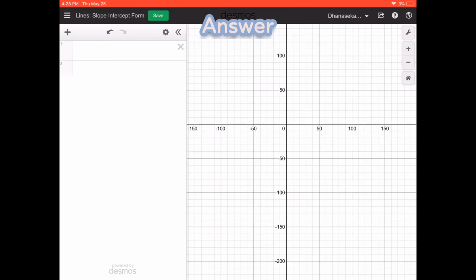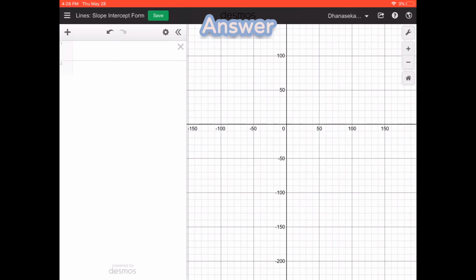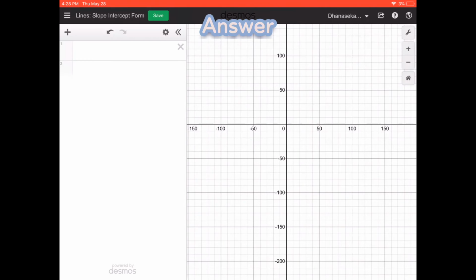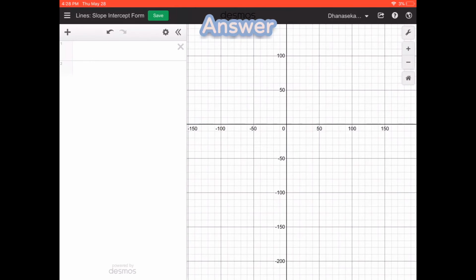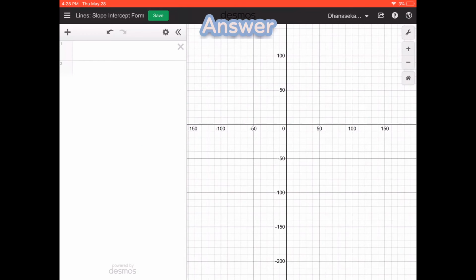Okay. So we know that there's going to be $25,000 in loan. And in the first bank, he's asking to pay $5,000 in advance. So that means $5,000 is already gone. So $20,000 has to be accounted for, and Trevor's paying that $500 a month. And that's 40 weeks. So that's how much it would take for the first bank.